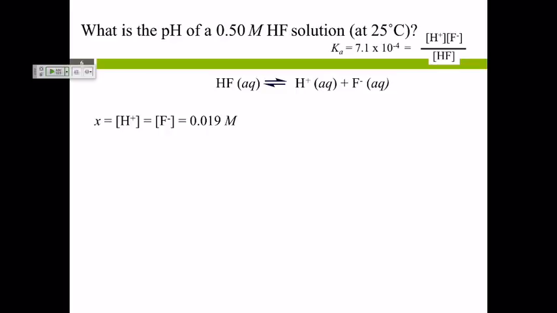Do we take the negative log of concentration of OH minus to find pH? So we have to keep in mind what that value is we're calculating and how that relates to pH. Okay, so we just take the negative log of the concentration of H plus ions. We get 1.72 as our pH.